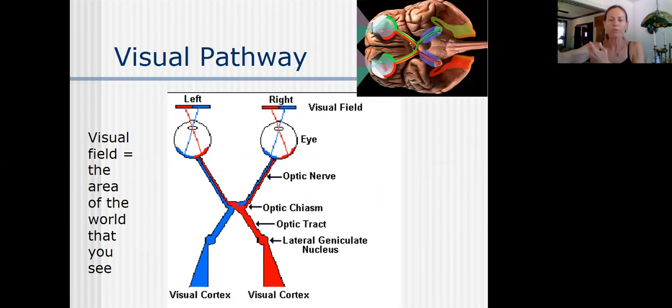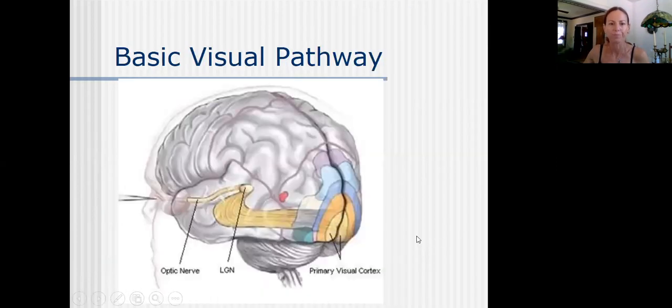Now, my right visual field is going into both eyes because it's coming in this way, and both eyes get that information, but still it is going to go to the left side of my brain. And there you can see the pathways in red and blue to make that a little bit more clear.